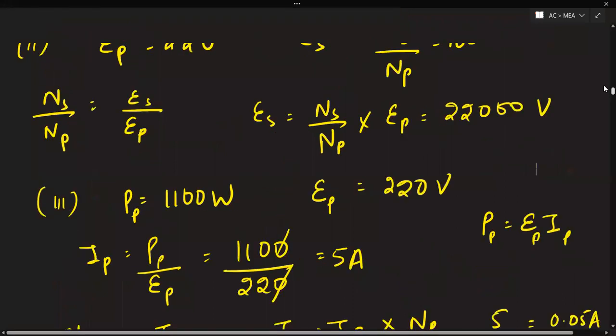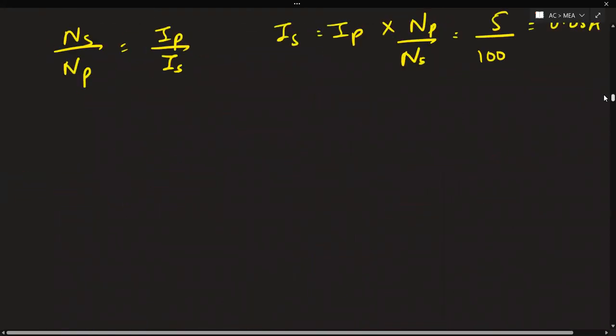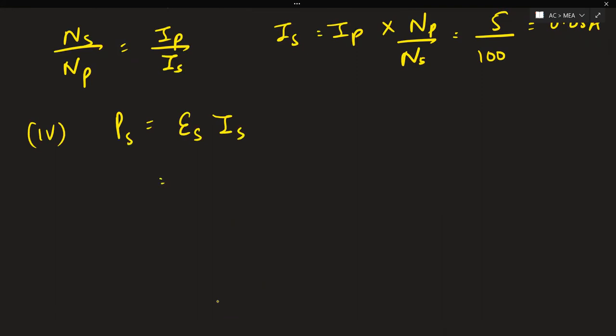And the last part says power in the secondary. Power in the secondary is equal to voltage in the secondary multiplied by current in the secondary. Voltage in the secondary we had calculated as 220 multiplied by these two zeros, and IS is 5 by 100. So the zeros will get cancelled. 5 into 22 will be left. This will be 1100.